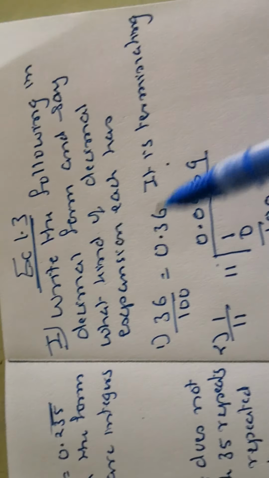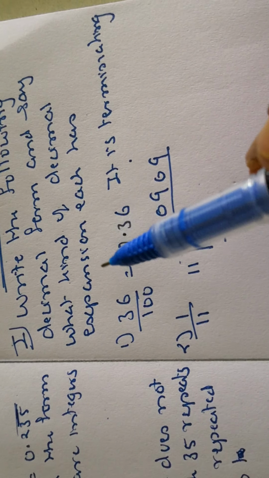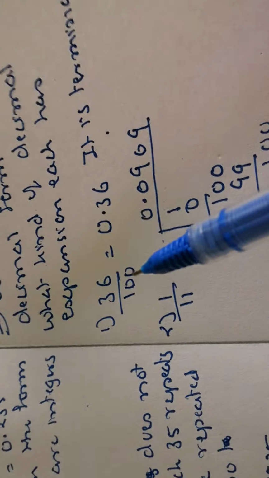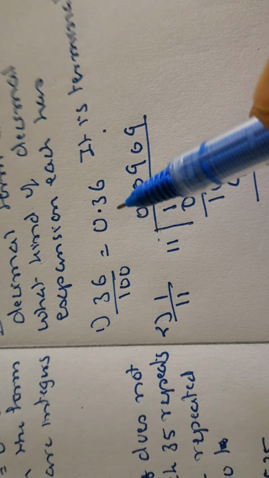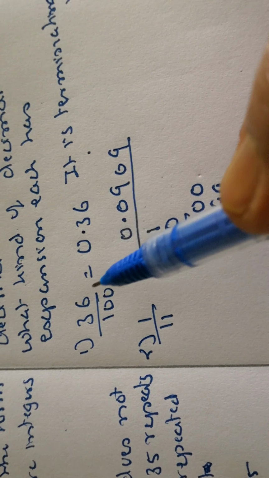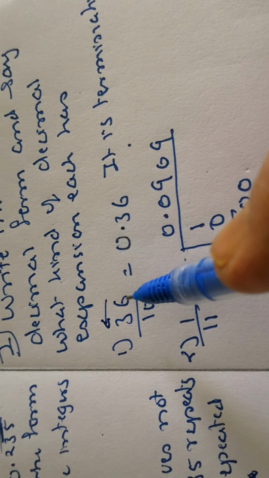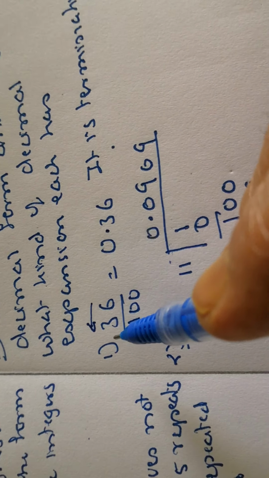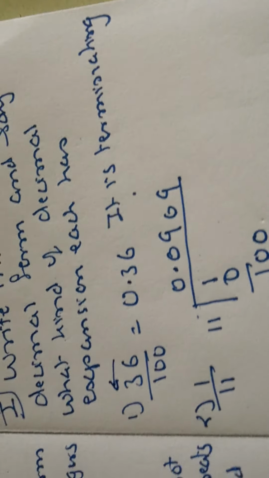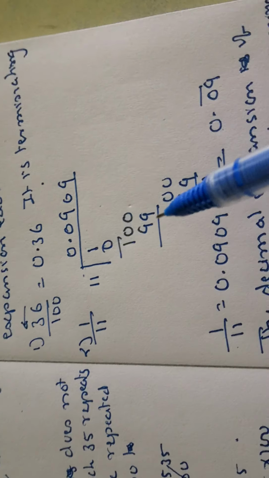Exercise 1.3. Write the following in decimal form or say what kind of decimal expression it is. So 36 upon 100, as 100 is directly given to you, we can convert it into decimal. So it is 0.36. As there are two zeros, we shift the decimal point two places. So it is a terminating decimal because we are getting the final answer and there is no remainder.